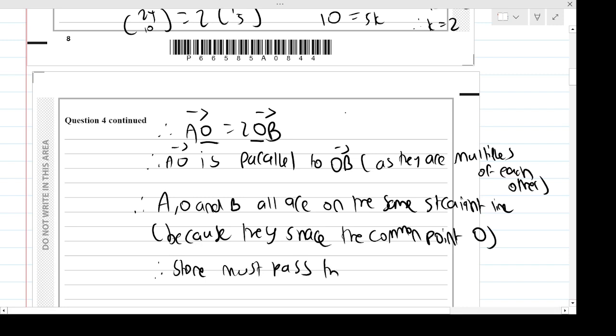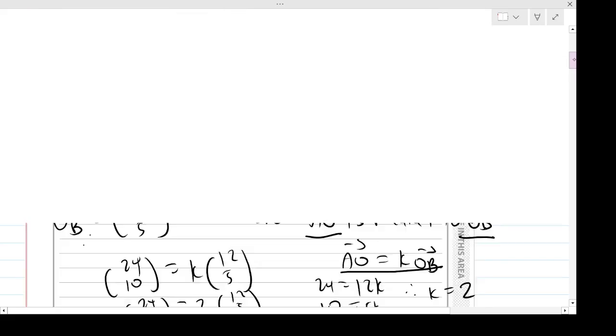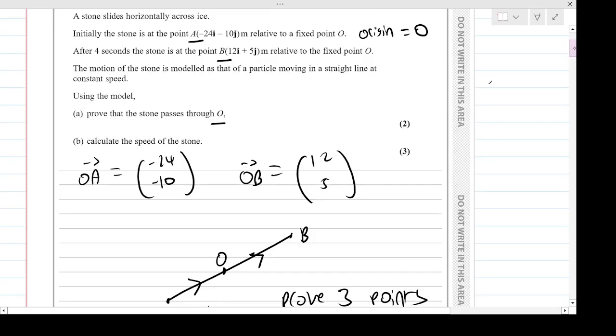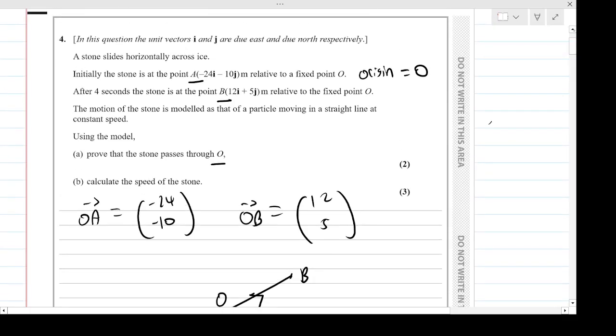Right, because O is just on the line that the stone is on, right? And there we are. So that's the standard vector approach. What you could have done instead is take these points again, as I discussed, they're position vectors, so we can treat them as coordinates.